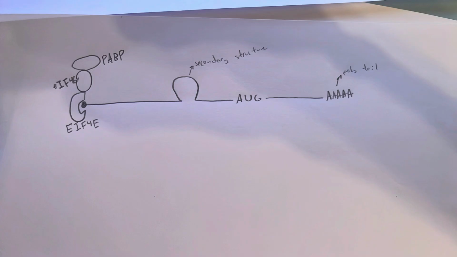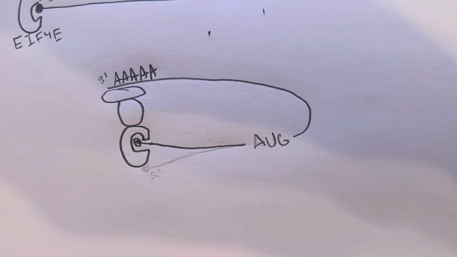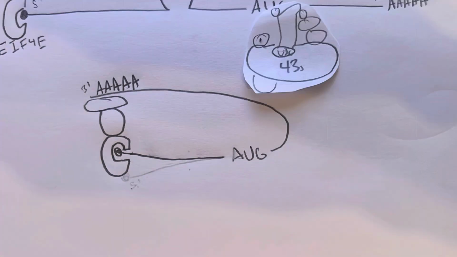And this is eukaryotic translation. We have an mRNA here. The EIF4E factor binds with the EIF4G factor and then the PABP factor on top of that. The poly A tail of the mRNA interacts with the PABP protein. Through this interaction, they bind, causing the mRNA to turn circular as shown.